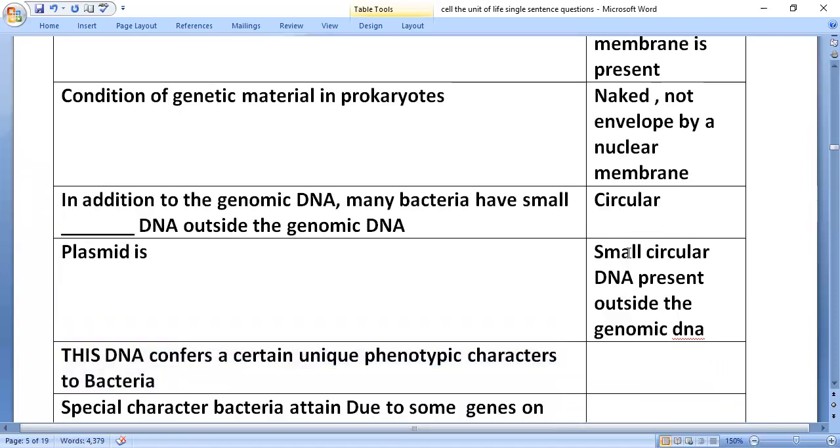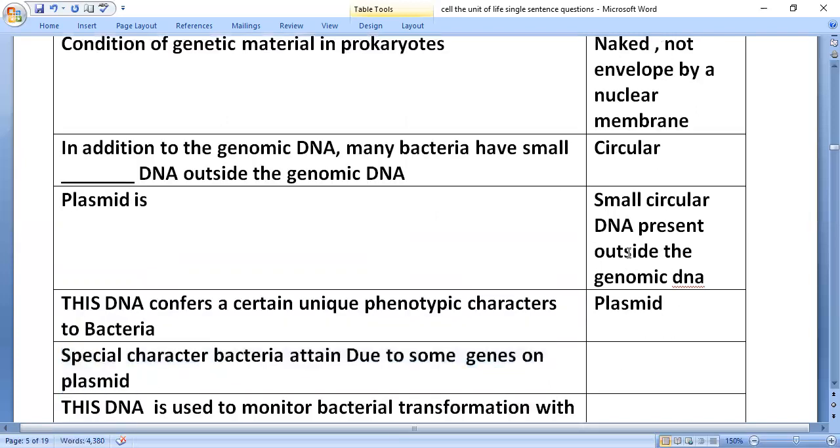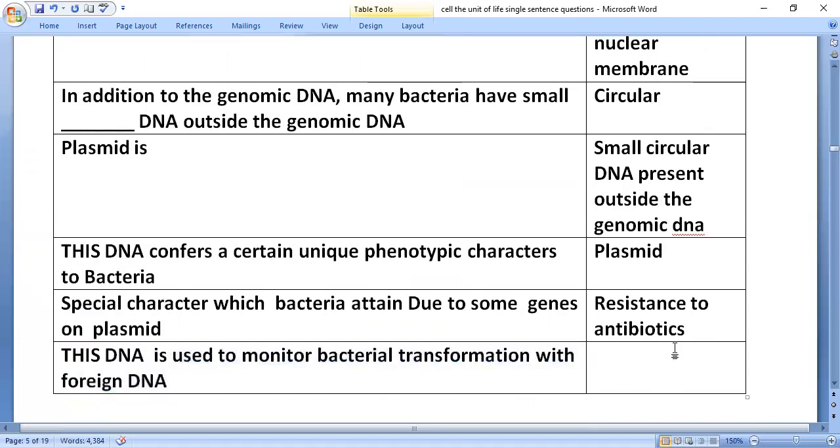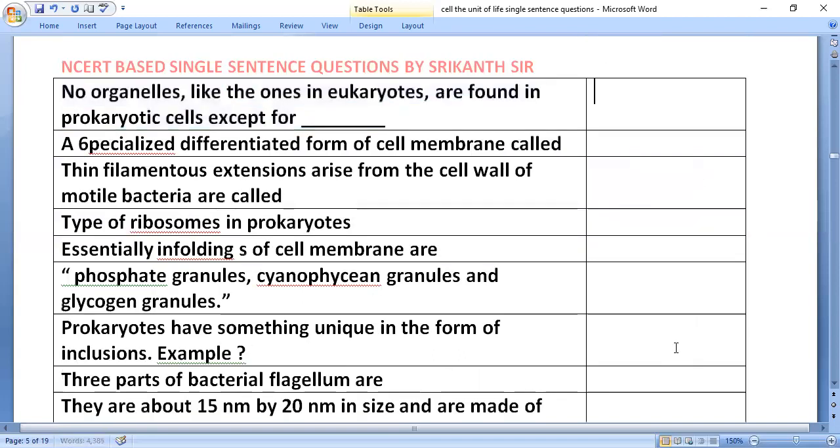This DNA confers certain unique phenotypic characters to bacteria, plasmid. Special character which bacteria attain due to some genes on plasmid. What is the special character? That is resistance to the antibiotic, ampicillin and tetracycline resistance. This DNA is used to monitor bacterial transformation with foreign DNA, plasmid.